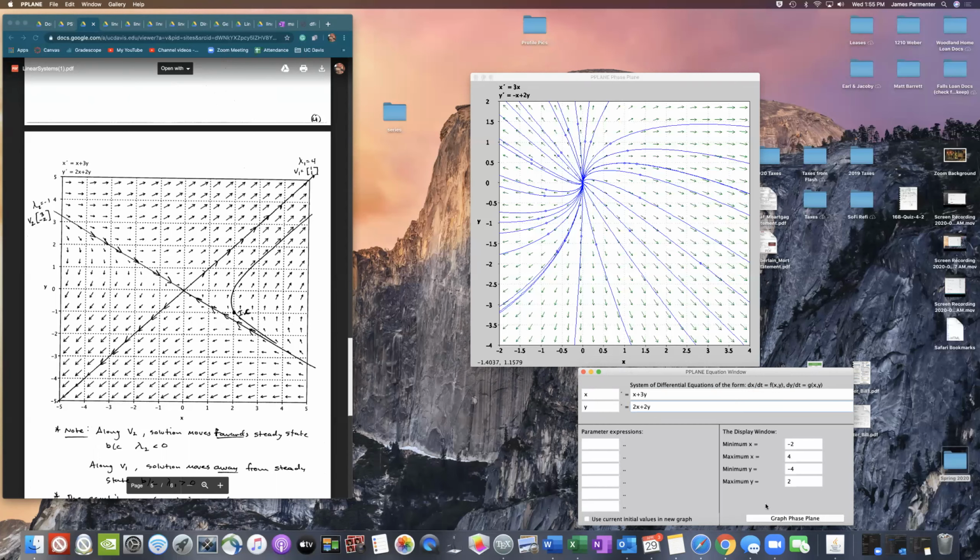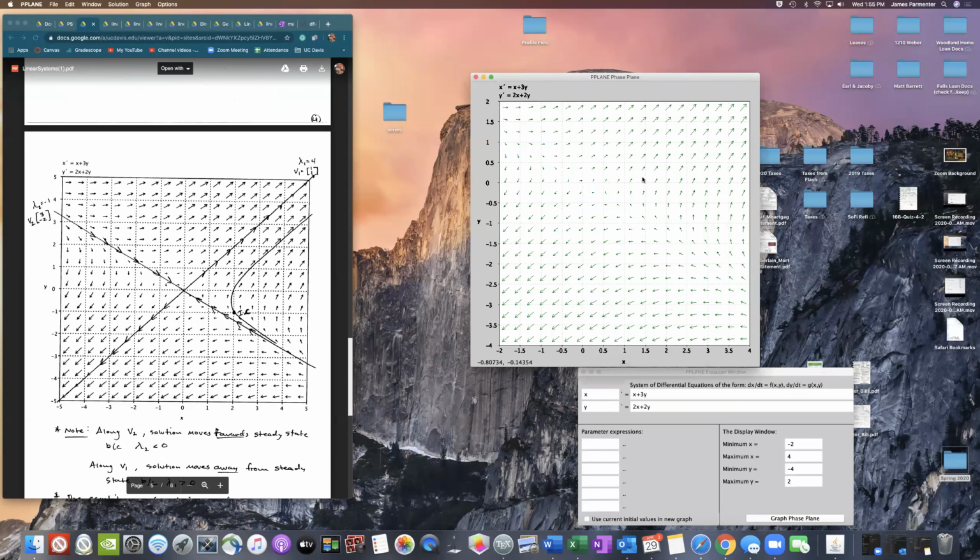So if we look at this example again, where it was a saddle, we have this kind of deal going on, and the same kind of stuff over here. If you're starting here, you're traveling this way, but then you're getting pushed way over there. So if you're not on the eigenvector that actually takes you to the origin, you're unstable, or you're going to get pushed away from the origin.